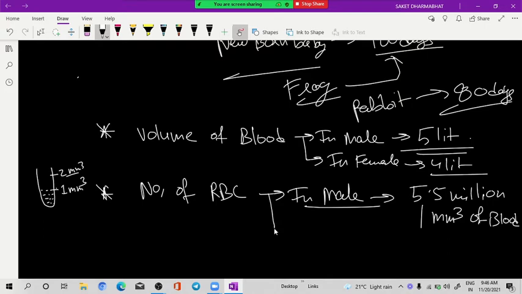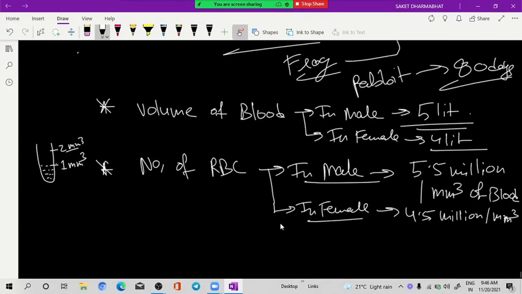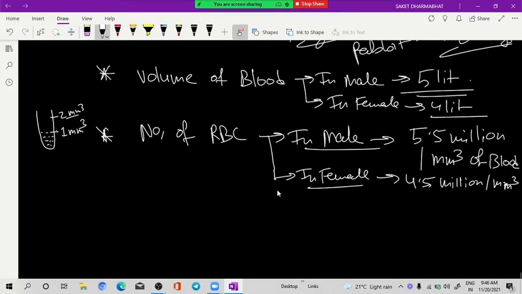Now, if we talk about an adult female, how many RBCs are there? It is 4 to 4.5 million per millimeter cube of blood. Now, if you talk about a fetus or a newborn baby, it is 6 to 7 million.